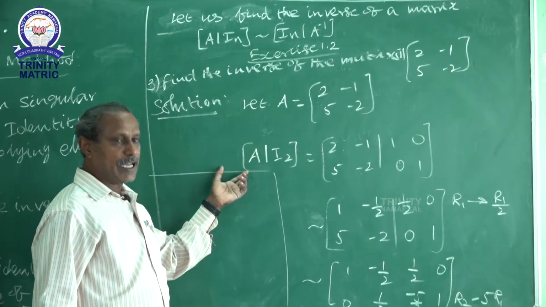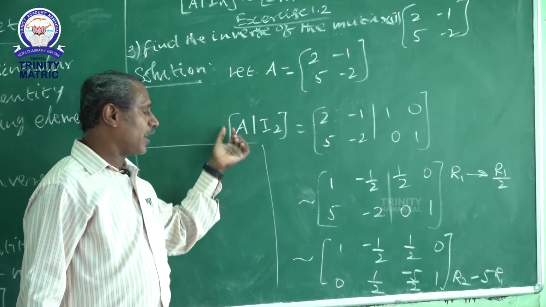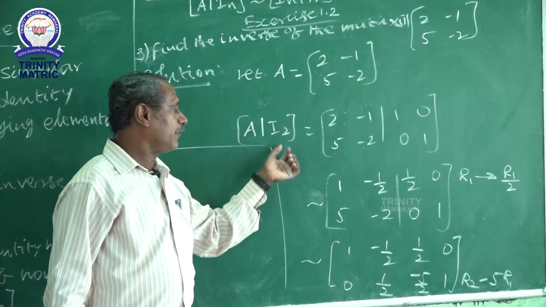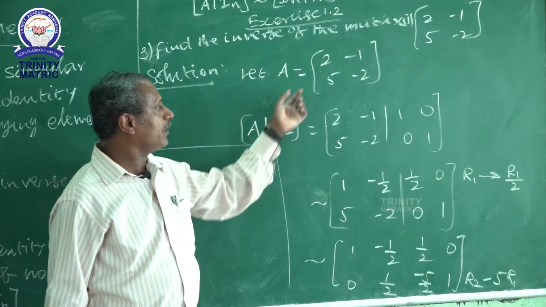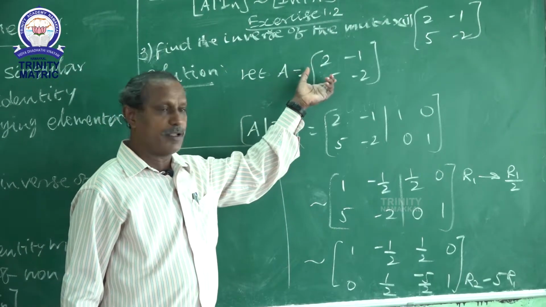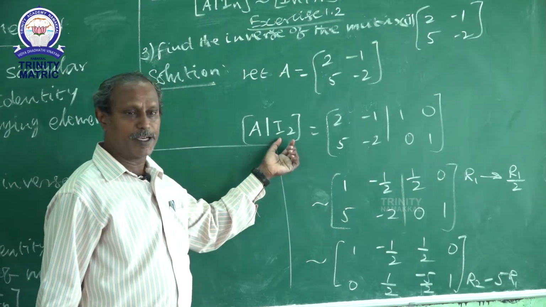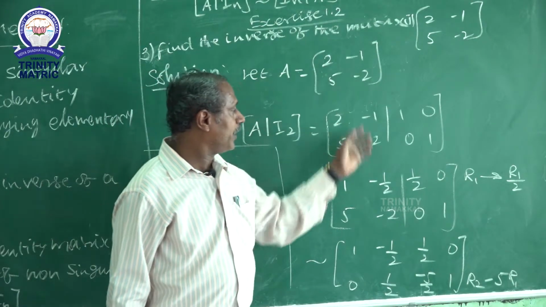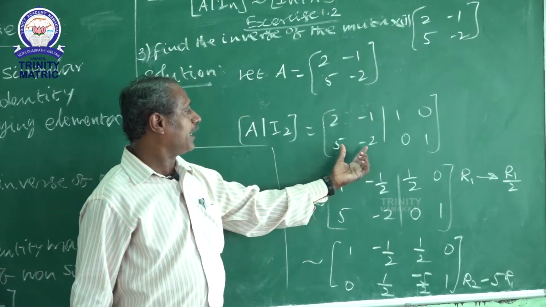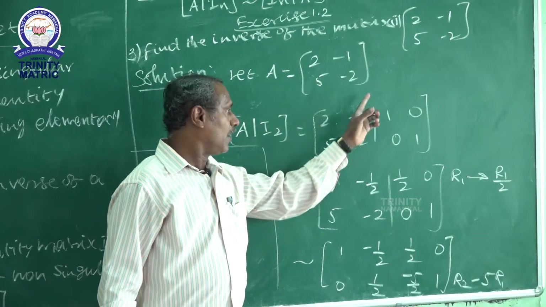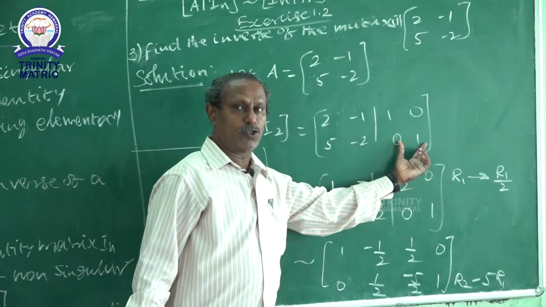Then we construct the augmented matrix [A | I2]. Here I2 means the identity matrix of order 2, because the given matrix is of order 2 by 2. That's why we are augmenting it. First you write the matrix that you have, and alongside it you take the identity matrix of order 2 by 2.